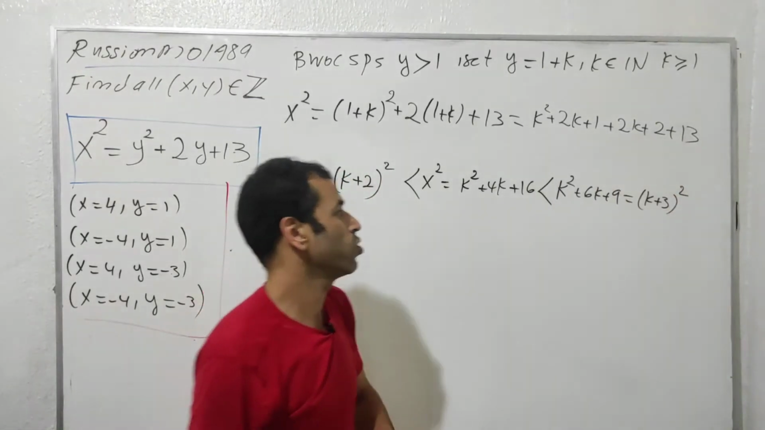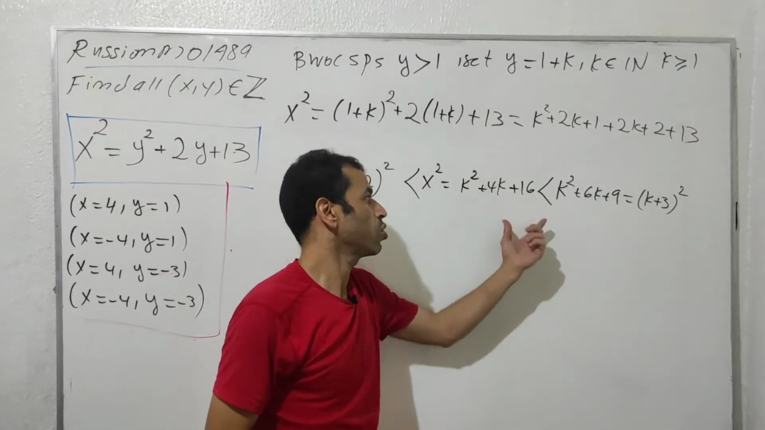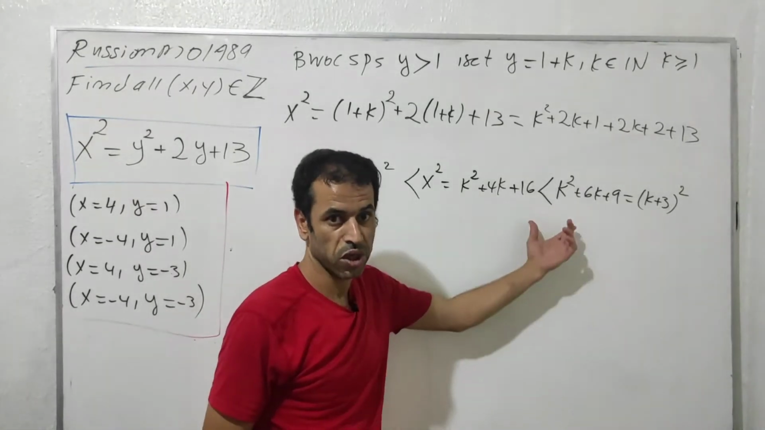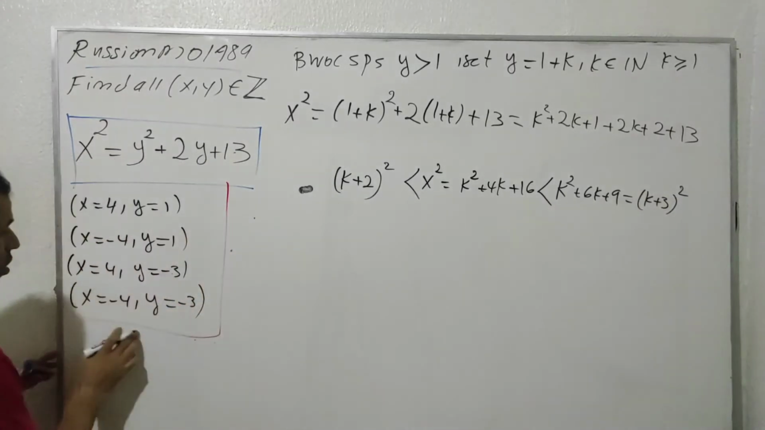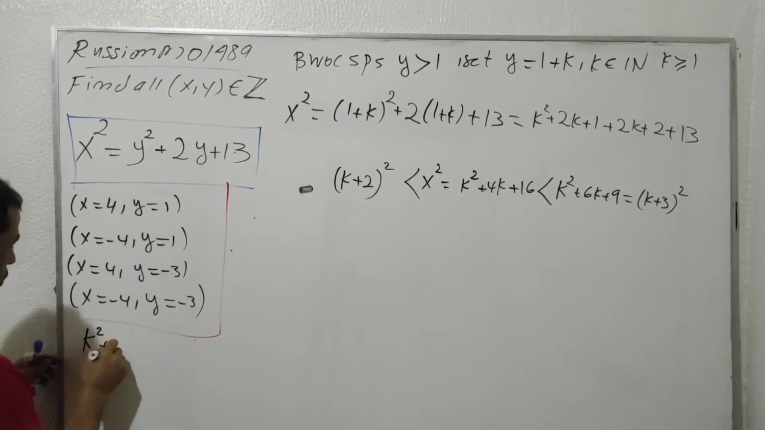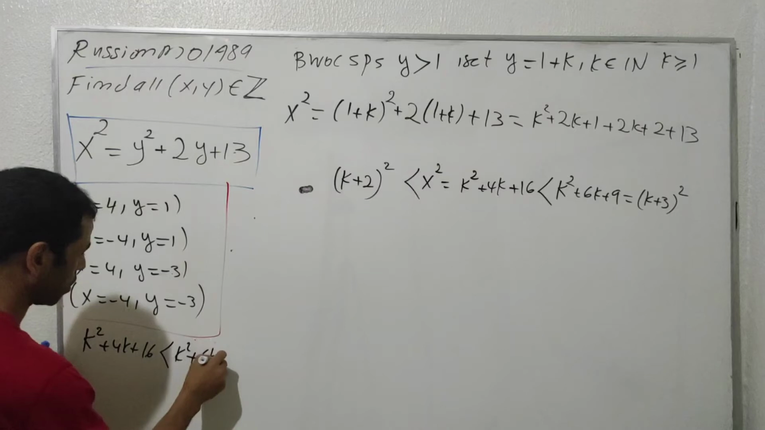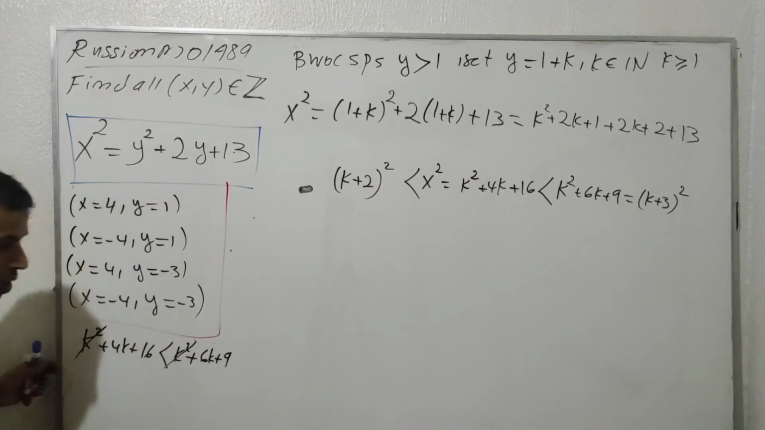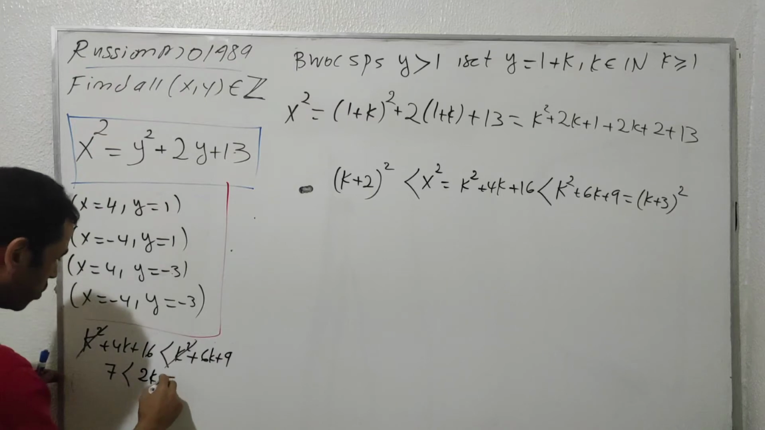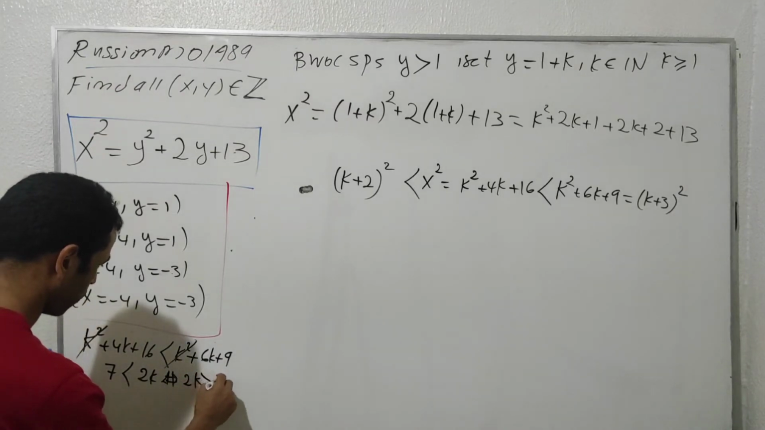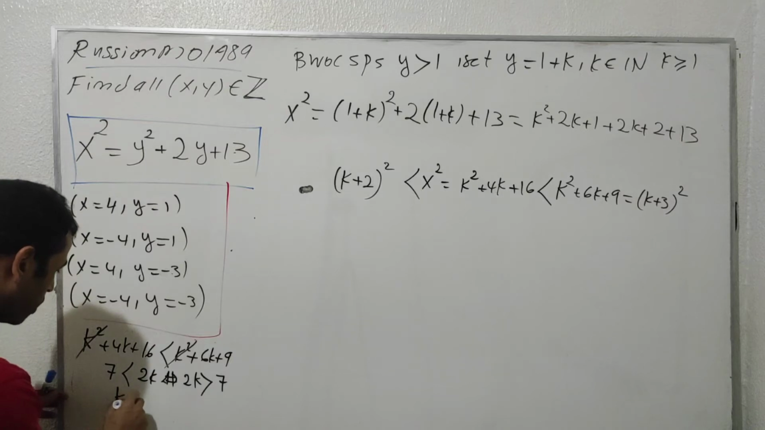But what is the condition on k in order for this inequality to hold? Let's make the comparison between this side and this side to decide which condition on k makes this inequality hold. Let's put it here. We get k squared plus 4k plus 16 is strictly inferior to k squared plus 6k plus 9. With the k squared cancelled out, we get 7 is strictly inferior to 2k. Let's flip this inequality. I get 2k is bigger than 7. So which condition makes 2k bigger than 7? We must have k superior to 4.